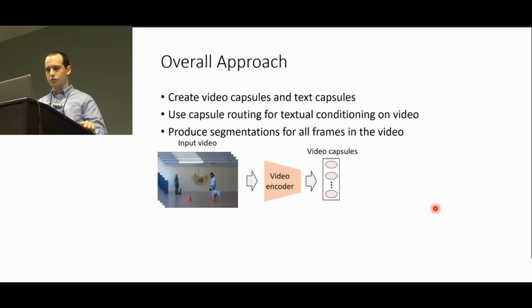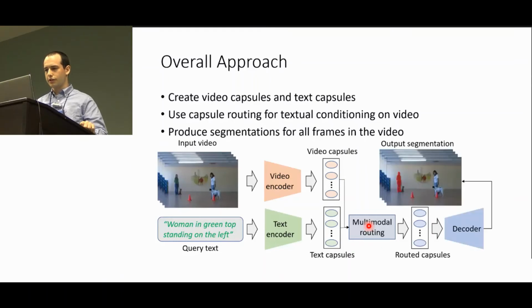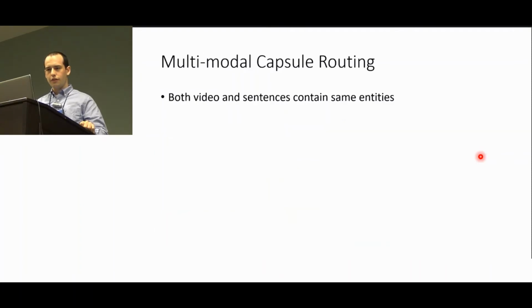Right, so here's a visual representation of that. We have a video encoder, we get some video capsules, we do the same thing for the textual query, and then we pass that through some multimodal routing to get our routed capsules, and we get our output segmentation from these capsules.